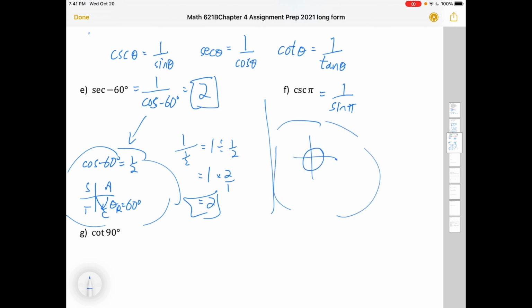Again, it's one of these angles that's right on the axes. Pi is right here, at the point (-1, 0). Again, if you wanted to, you could put in the other points on the unit circle, just sort of the polar points. Now, the sine of pi is this y value right here. So the cosecant of pi is 1 over 0, and 1 over 0 is undefined.